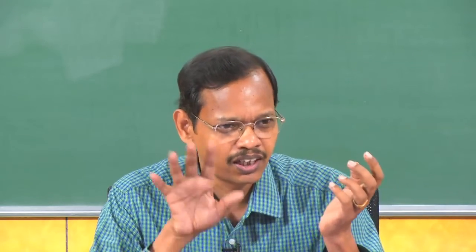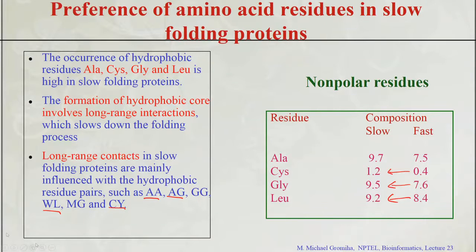So, we see that generally all alpha proteins fold faster than all beta proteins. If you classify into 2 groups, which one is fast folding and which one is slow folding, you see the preference of residues: mainly the polar residues in the fast folding and the non-polar residues in the slow folding proteins. Likewise, for the contacts, the slow folding proteins are mainly dominated by long range contacts using these hydrophobic residues.